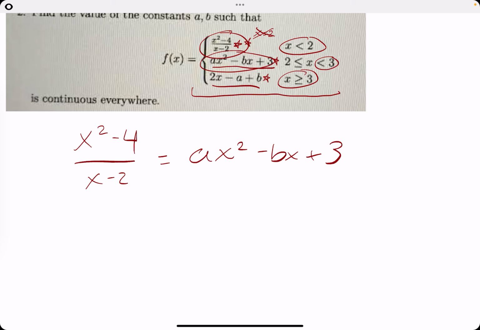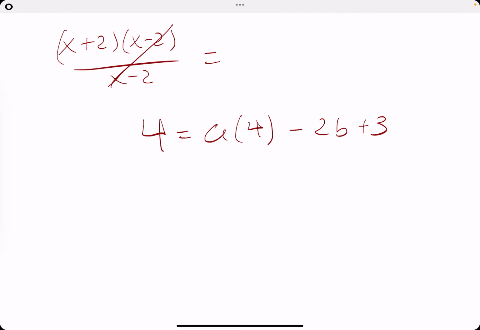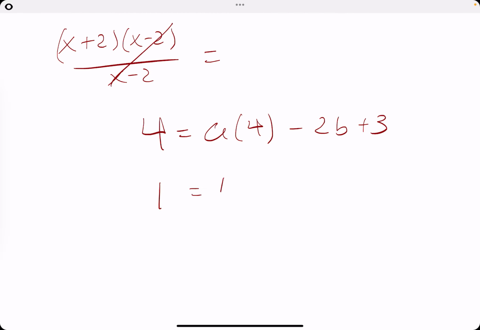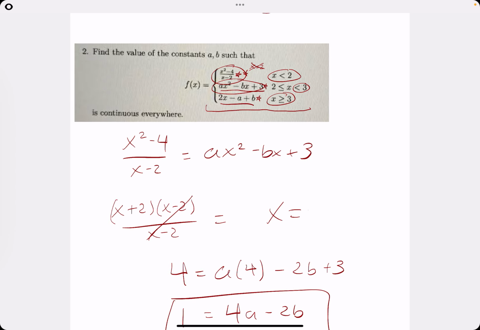First of all, we have a 0 situation going on, so maybe we need to factor first before we plug in 2. So let's factor up top. We get x plus 2, x minus 2, x minus 2. Let's cancel those. Now we can plug in the 2. So I'm going to plug in 2 to the left side and get 4 equals. Now let's plug in 2. We get a times 4 minus 2b plus 3. So what this gives us is 1 equals 4a minus 2b. This is a single equation relating a and b, and this is from using x equals 2.